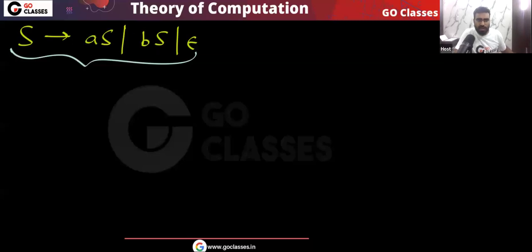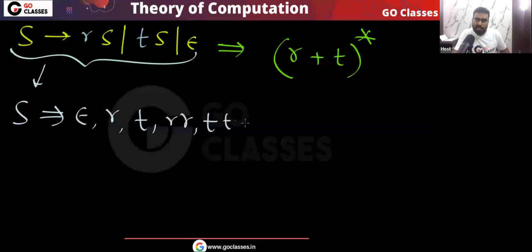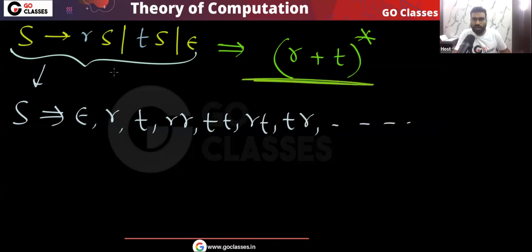Okay, and let me give you a standard template. Instead of this a's or b's, if you have, for example, let's assume this type of situation, r's or t's, then let me tell you, this is a standard template to generate (r or t) whole star. Because remember, you can generate (r or t) whole star from here. From the start variable, I can generate epsilon, I can generate r, I can generate t, I can generate rr, I can generate tt, I can generate rt, I can generate tr, and so on. Basically, any sequence of r, t I can generate. So this is actually a standard template.